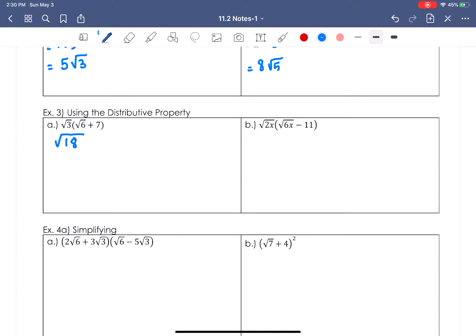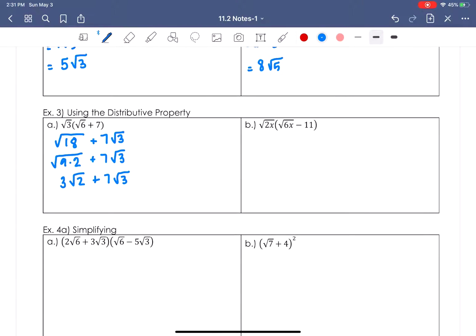Then I'm going to take radical 3 and multiply it by 7. Now, I can't take 3 times 7, so I'm going to put the 7 out front and leave the radical 3 behind it. So 7 radical 3, because that's 7 times radical 3. Now, we can simplify 18. So 18 is 9 times 2. 9 is my perfect square. So the square root of 9 is 3, and I leave my radical 2, plus 7 radical 3.